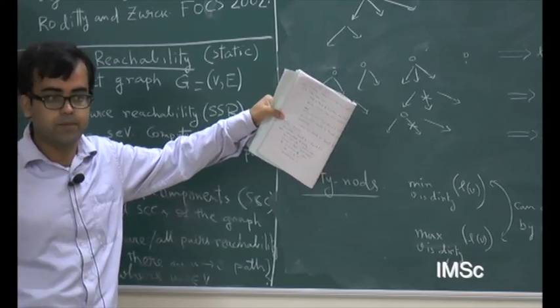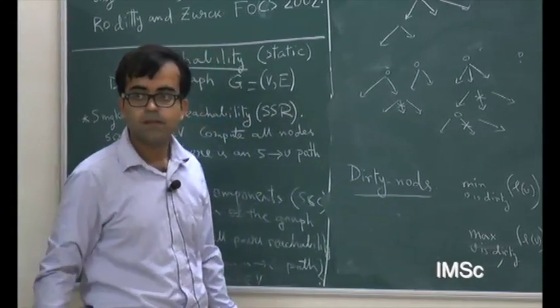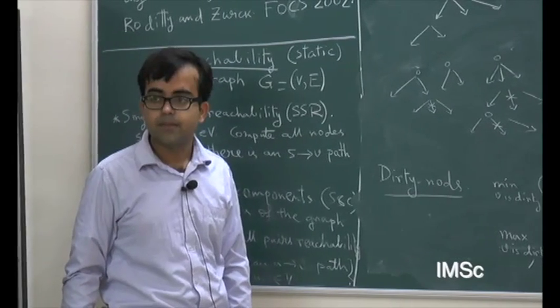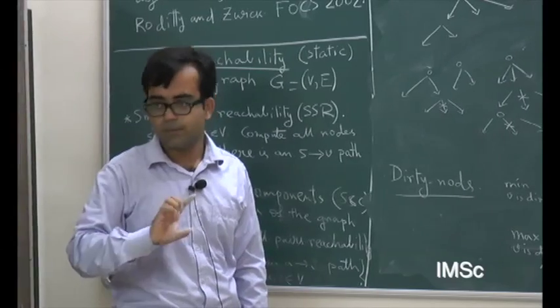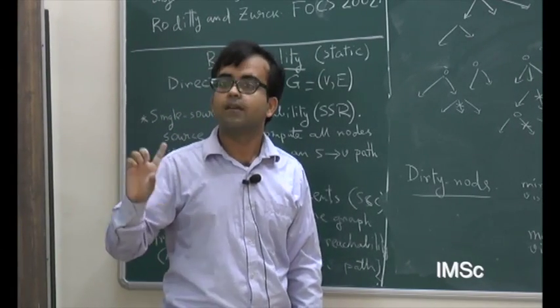This is not going to happen. This is what I said here. Okay? So when I delete UV, where U was the parent of V, now V becomes dirty. But the descendants of V are not dirty. No, the descendants of V are currently not dirty. We still don't know their actual distance, but we don't consider them dirty.